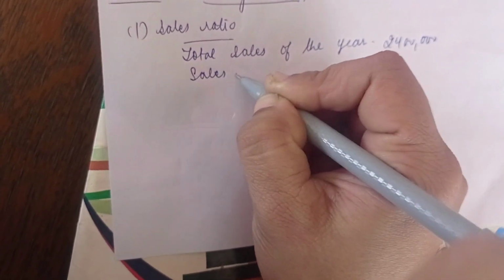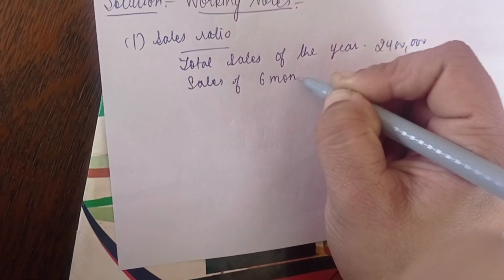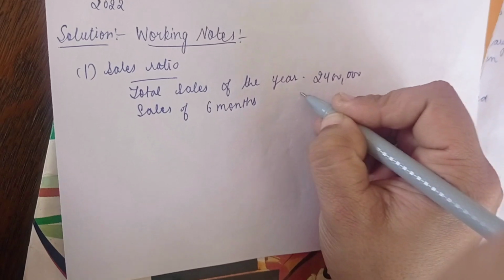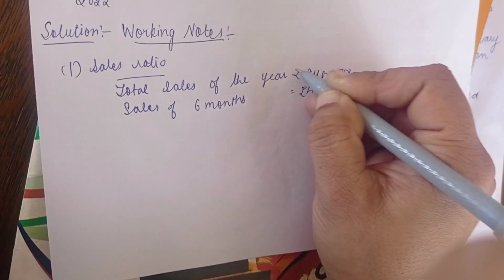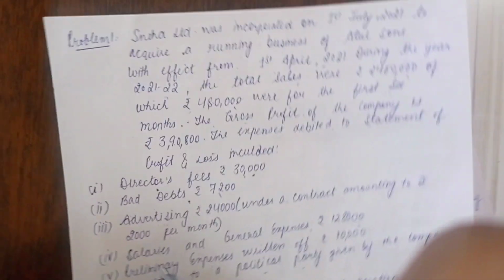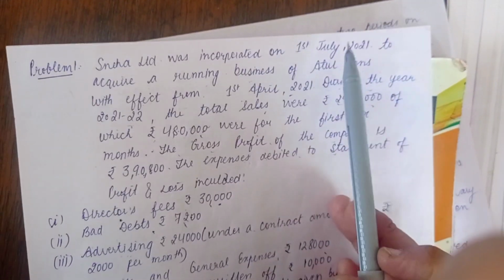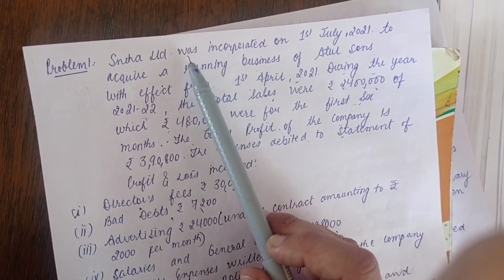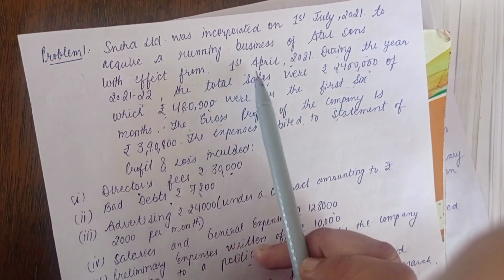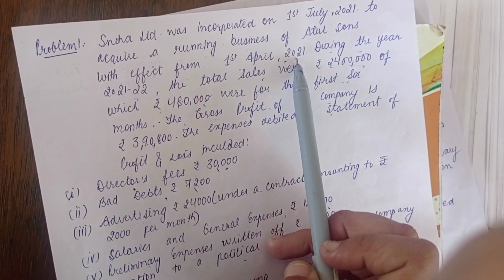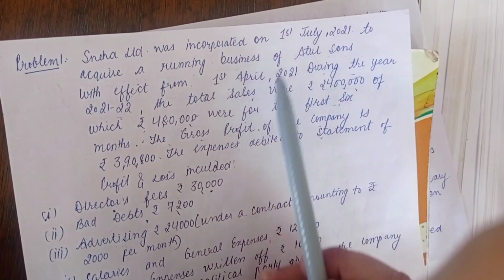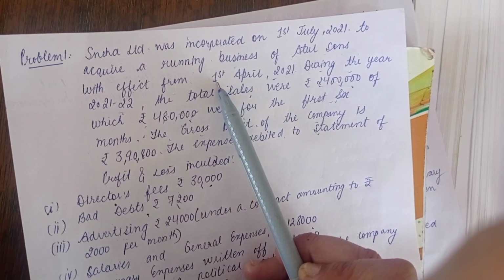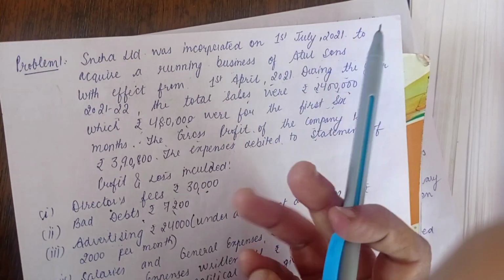Sales of 6 months, that is 4,80,000 rupees, right? But we have to calculate the time period. The business has been purchased by Sneha on 1st April 2021, right? And the incorporation date is 1st July 2021. Now we can calculate the months from 1st April to 1st July, that is April, May, June. There are 3 months, right?